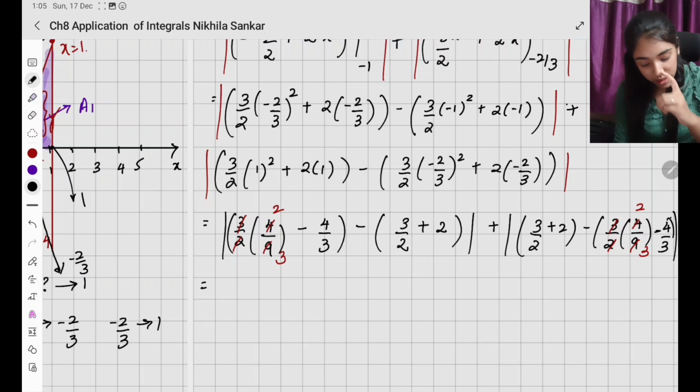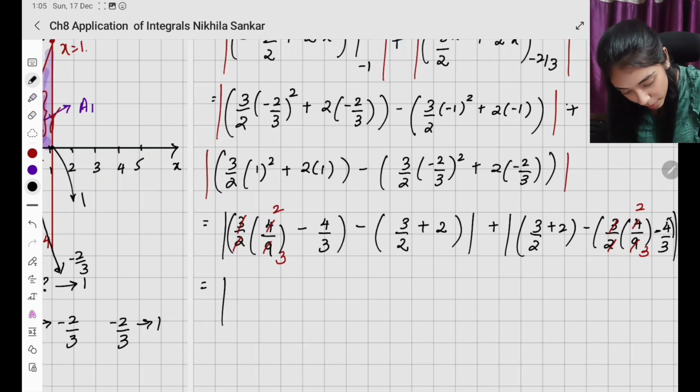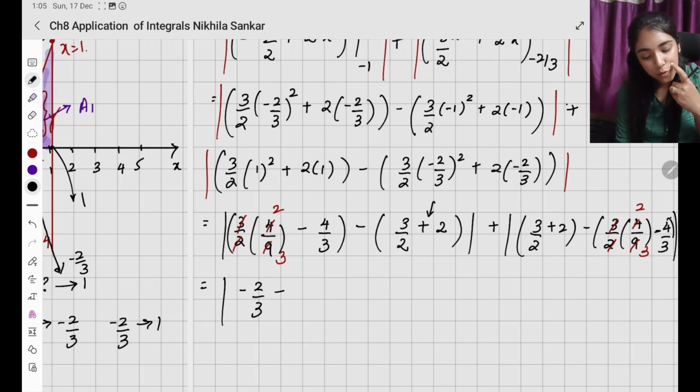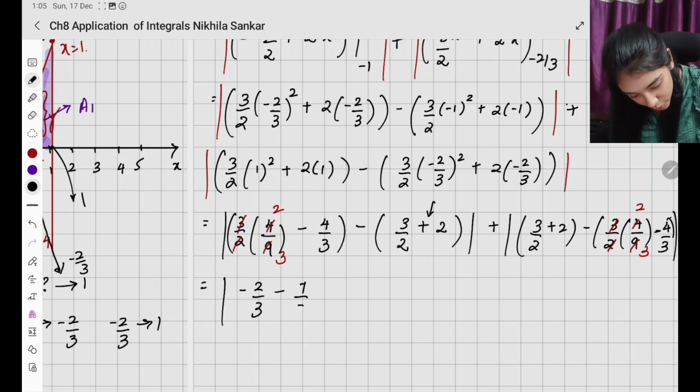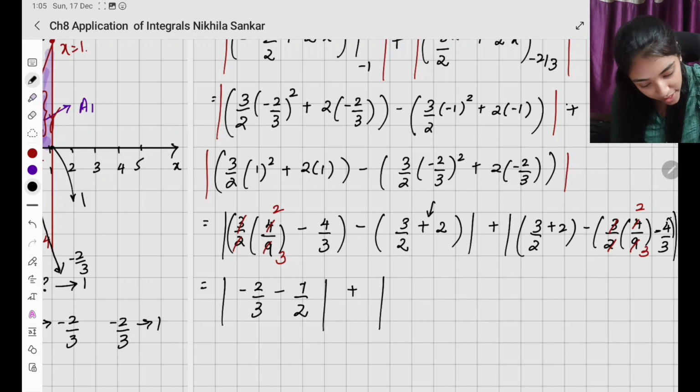Now what is inside this bracket? I have 2 by 3 minus 4 by 3, which is going to be minus 2 divided by 3. Minus, taking the LCM of this, I have 3 plus 4 divided by 2, which is going to be 7 by 2. So 7 divided by 2 inside the absolute value. Plus here I am going to have 3 by 2 plus 2. So 3 plus 4, 2 2s are 4, it's going to be 7 divided by 2, minus what is inside the bracket? I have 2 by 3 minus 4 by 3, which is going to be minus 2 divided by 3.